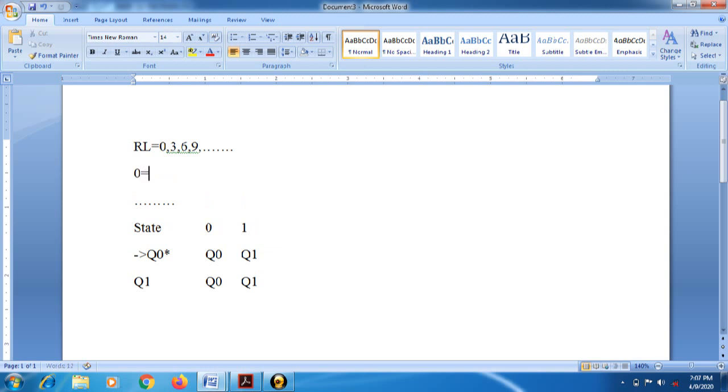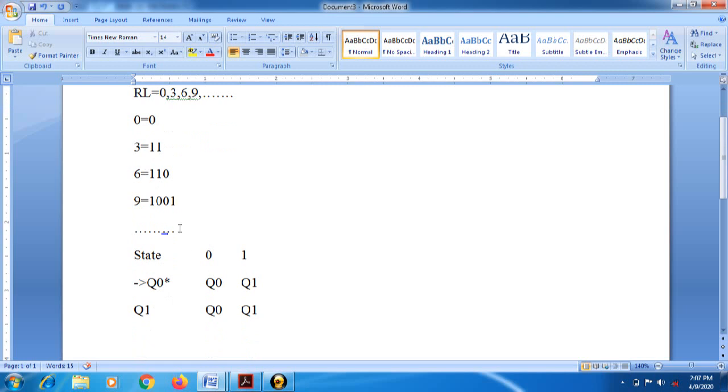For 0, the representation is 0 only. For 3, 1 1 is there. Then for 6, 1 1 0 is there. Then for 9, 1 0 0 1 is there. This is the representation of 9 and so on. So here our string may end with 0 or may end with 1 because we are considering odd and even combinations. That's why we need to finalize our states.